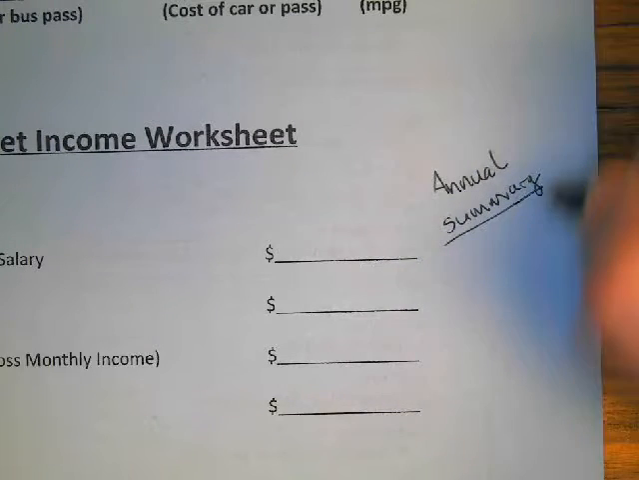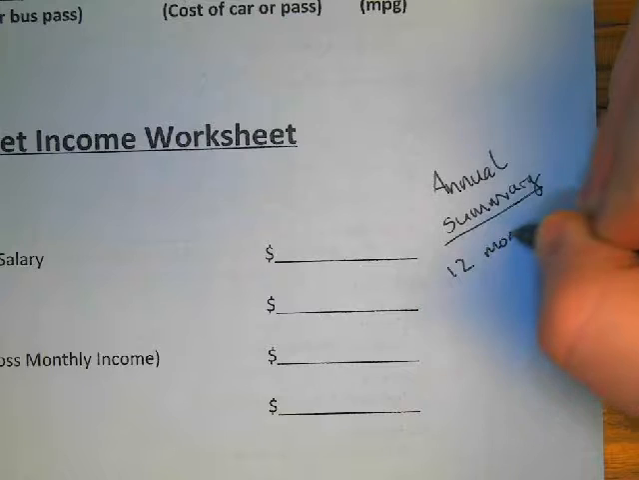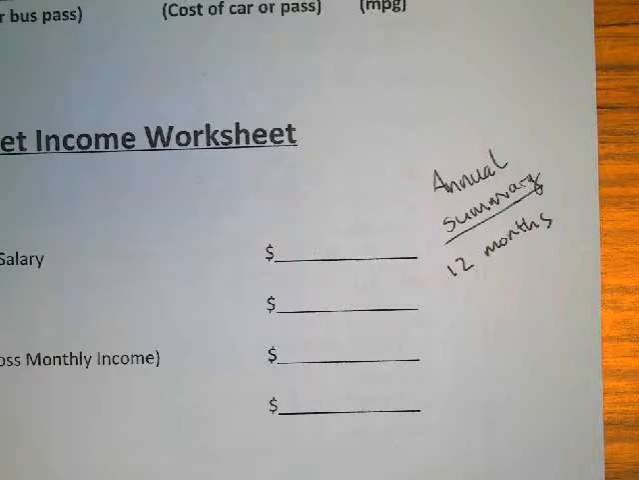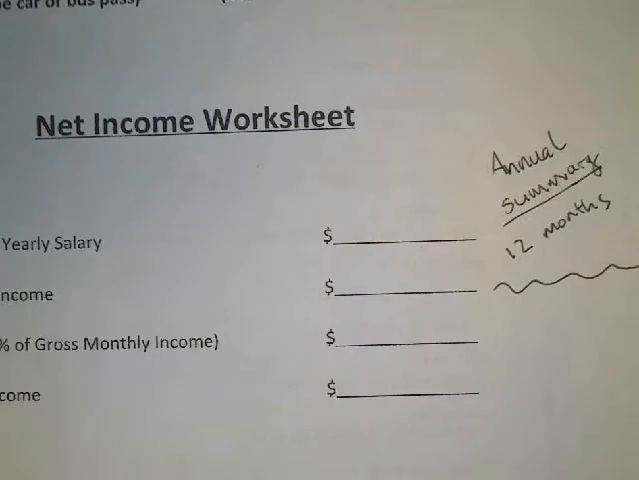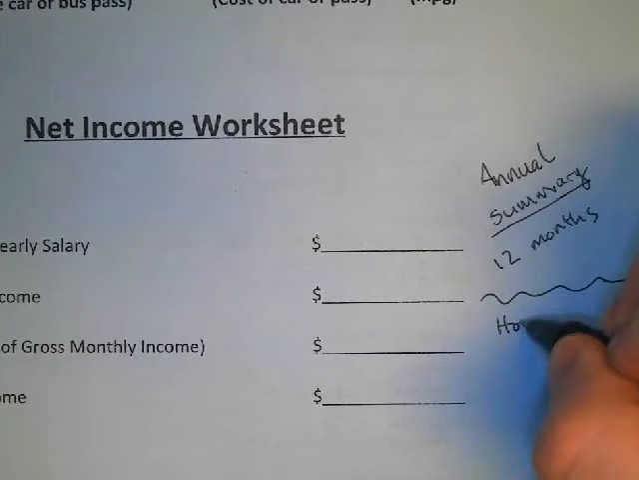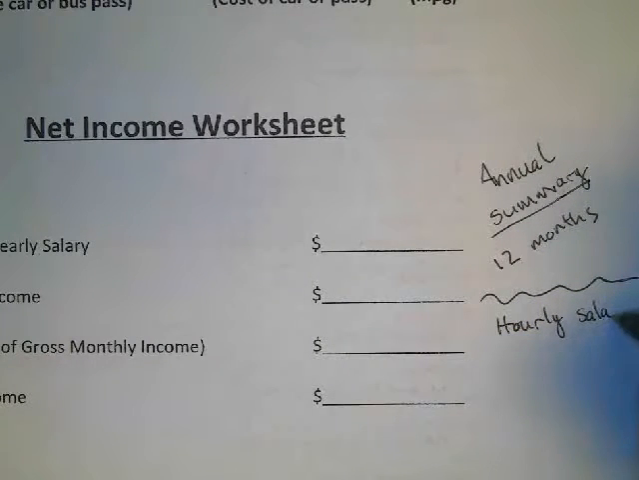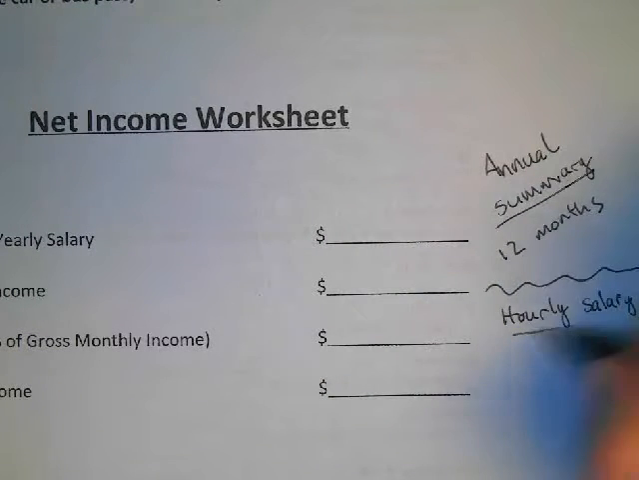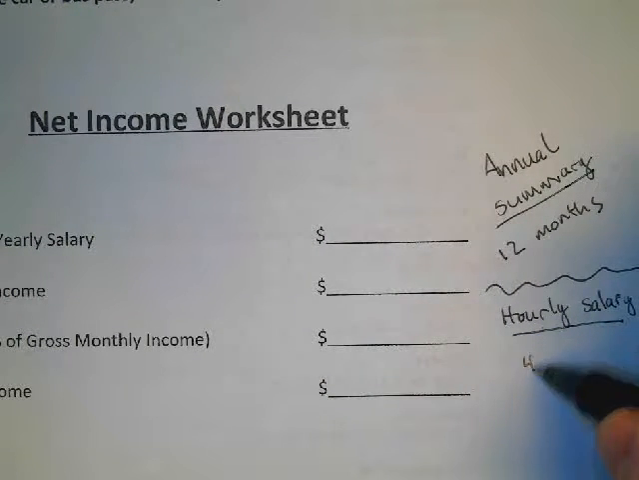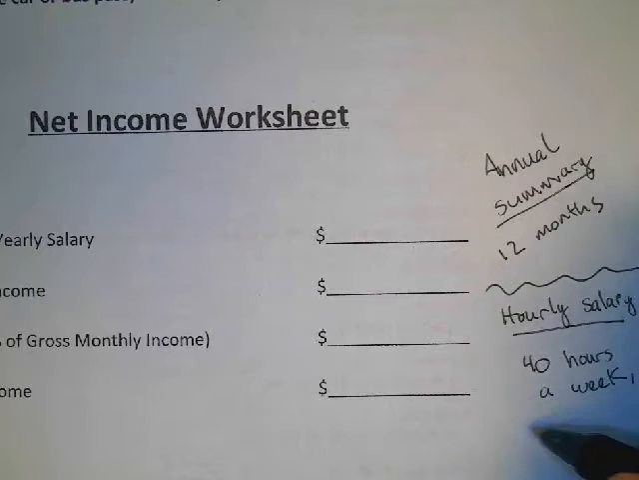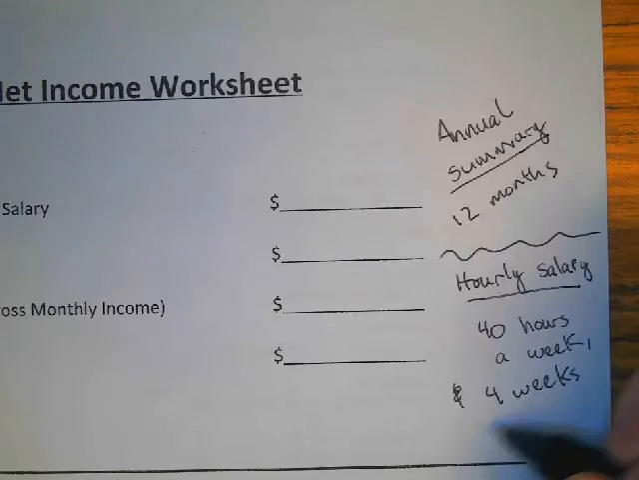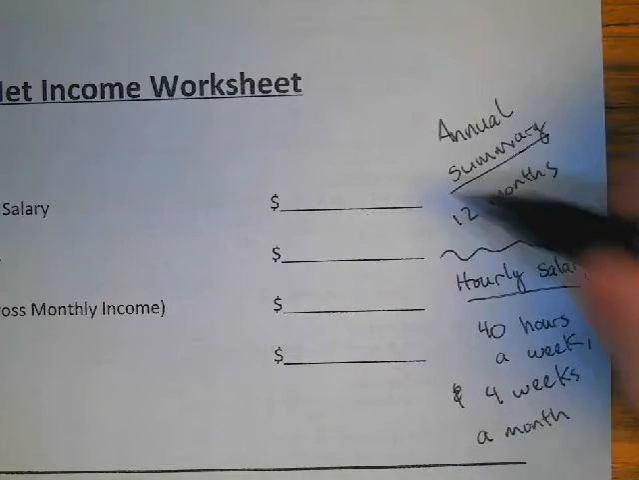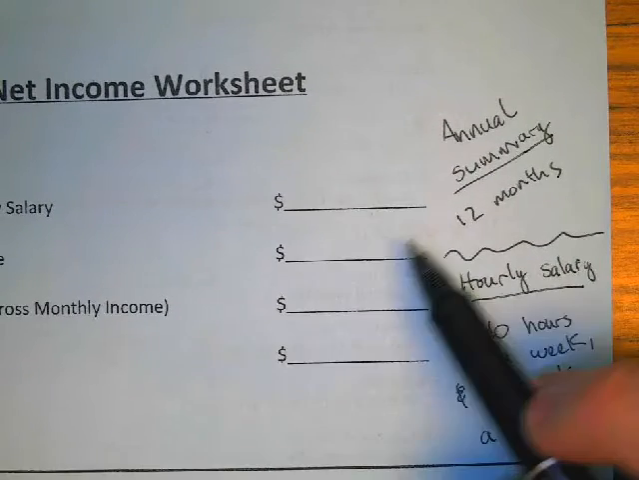You will need to think about how there are 12 months. So how are you going to use that idea to help you figure out your monthly income? And vice versa, if you have an hourly salary, you work 40 hours a week and 4 weeks a month. So how can you use this to help you figure out how much you're making per month?